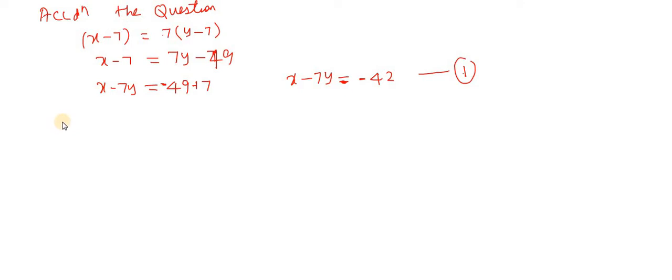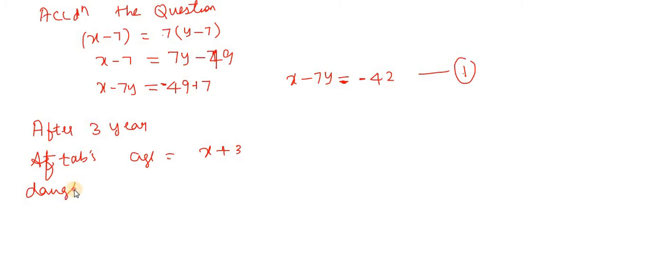So take this after 3 years, in the future. What is Aftab's age from 3 years from now? Aftab's age is x plus 3 years, and his daughter's age is y plus 3 years.